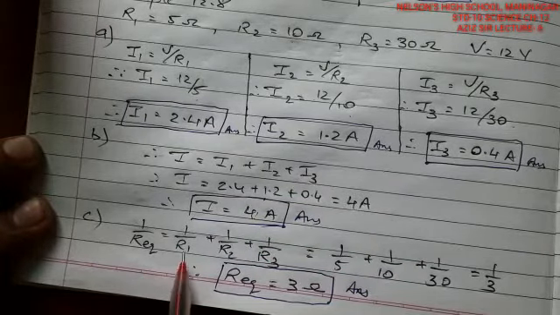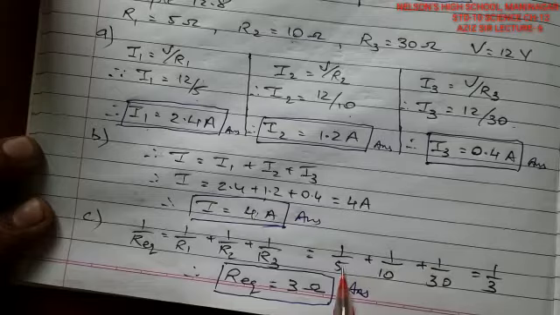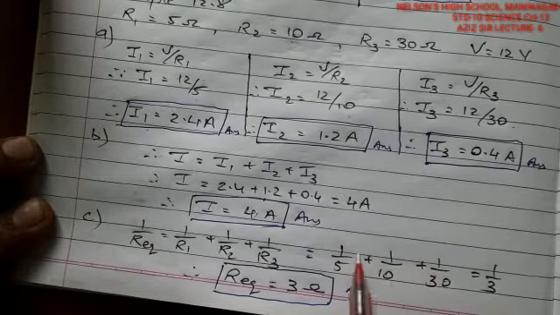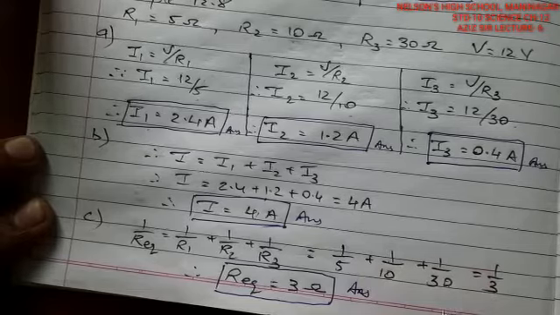So 1 upon R equivalent is 1 upon R1, 1 upon R2 and 1 upon R3, because they are in parallel connection. So that is equal to 1 upon 5, 1 upon 10 and 1 upon 30. 30 is the LCM, so 6 plus 3 plus 1 comes out to be 10. 10 upon 30 is 1 by 3.